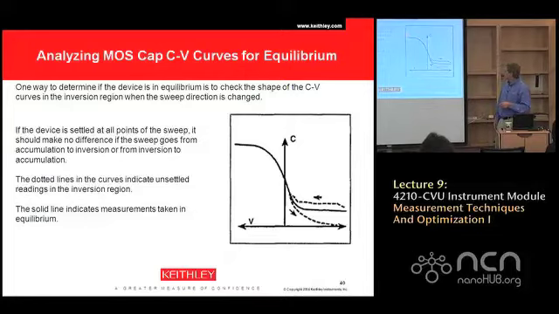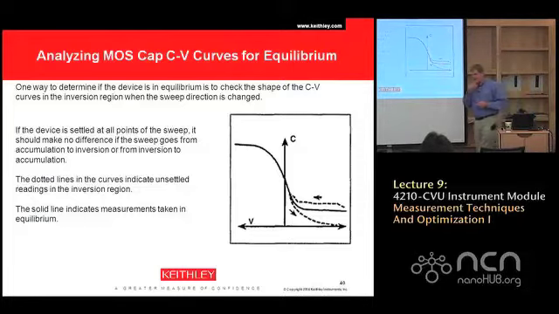So we swept from here in the forward direction and got the forward curve, but when we reversed it, the curve jumped up and came back again. So this hysteresis here tells us that we actually weren't measuring this MOSFET in equilibrium. Now, if this device were in equilibrium, it would always sit right on this perfect equilibrium line.